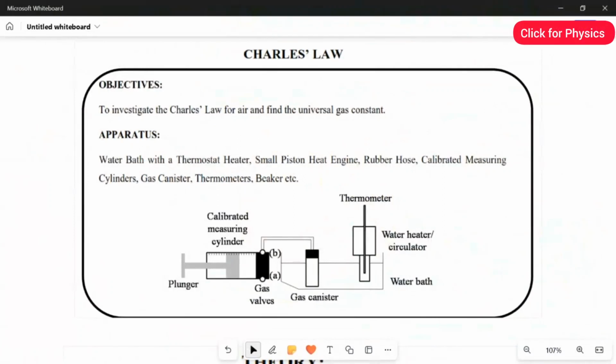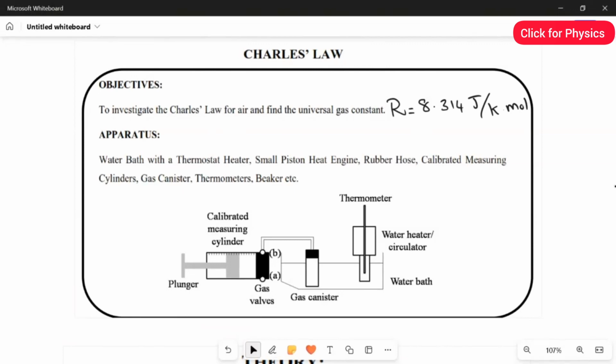In this video, I am going to explain the first experiment of Physics 2, Charles' law. The objective of this experiment is to find the value of the universal gas constant R. As we already know, the standard value of R is equal to 8.314 joules per Kelvin mole.